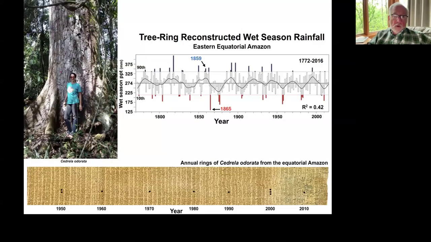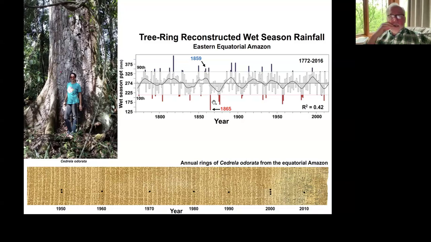So we've cored these trees. Cedrela odorata, look at these beautiful tree rings. There's 1950, 60, 70, 80, 90, 2000. We have these samples of Cedrela odorata from the eastern equatorial Amazon. This is Daniela Granada de Souza, my colleague, and we've reconstructed wet season rainfall totals. We only explained 42% of the variance, but here's the time series, right, with the smoothing. It starts in 1772 and ends in 2016. And we highlighted some very wet years above the 90th percentile and some very dry years.